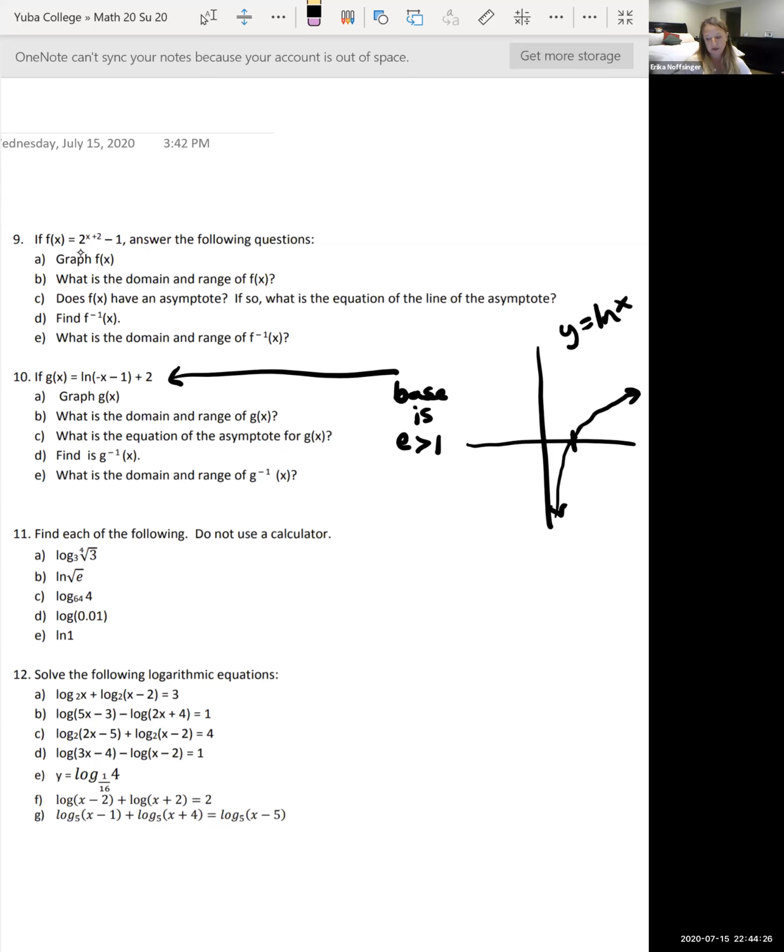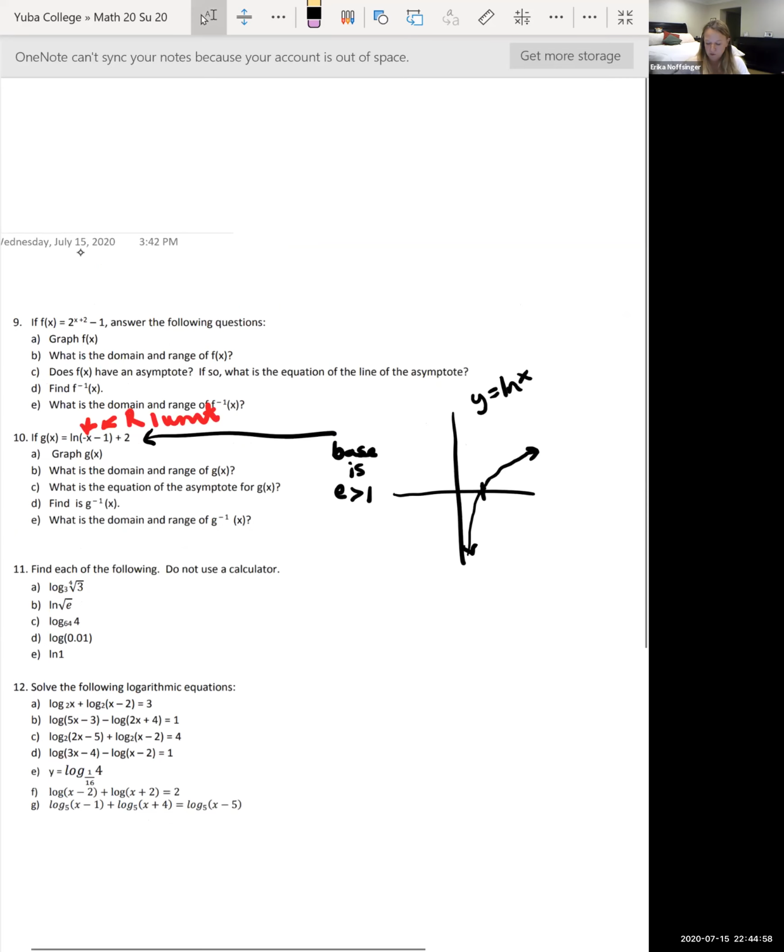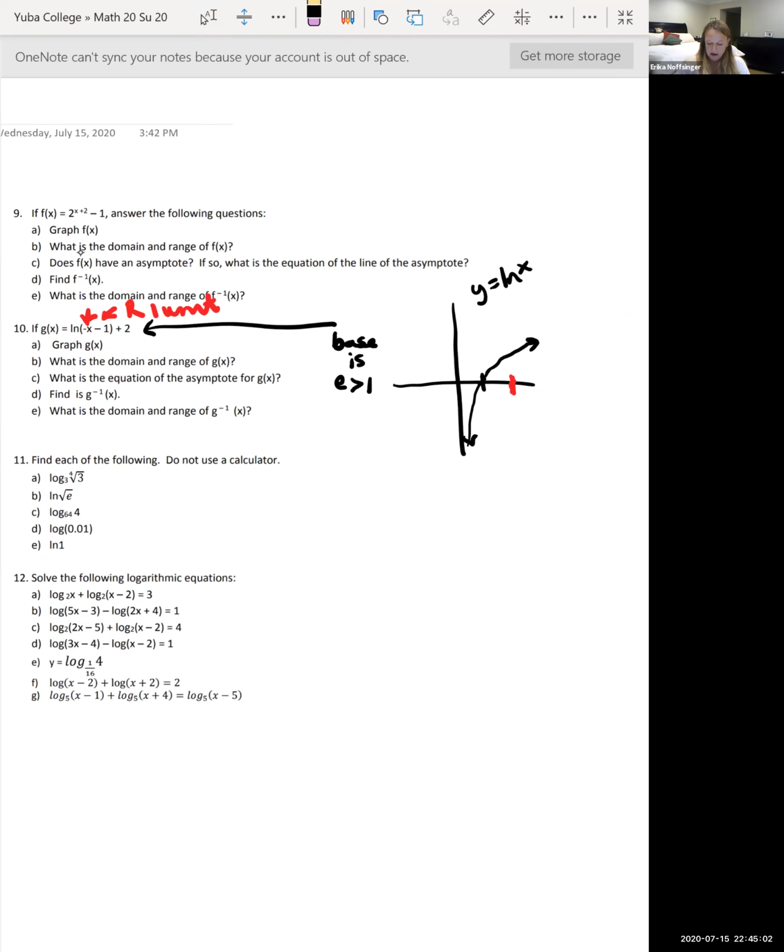Now we can start forming transformations. Remember, we do horizontal shifts first, then any reflections, and then we do the vertical shift. I notice a couple of things. I see this negative in here with the x, and then I also see this minus 1. This minus 1 is going to shift my graph to the right 1 unit. If I shift everything to the right 1 unit, my new vertical asymptote is not going to be the y-axis anymore. It's going to be x equals 1, and it's going to look similar to this.